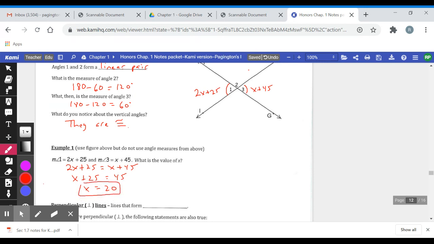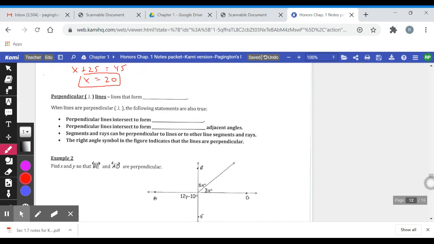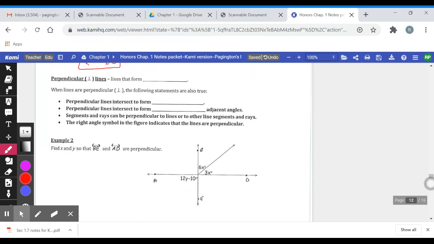Okay, if we keep on going here, now we're talking about perpendicular lines. So the symbol for perpendicular is that upside down capital T. They often use that instead of writing out the whole word perpendicular. And it says perpendicular lines are lines that form right angles. Okay, and it says when lines are perpendicular, the following statements are also true. It says perpendicular lines intersect to form 4 right angles.